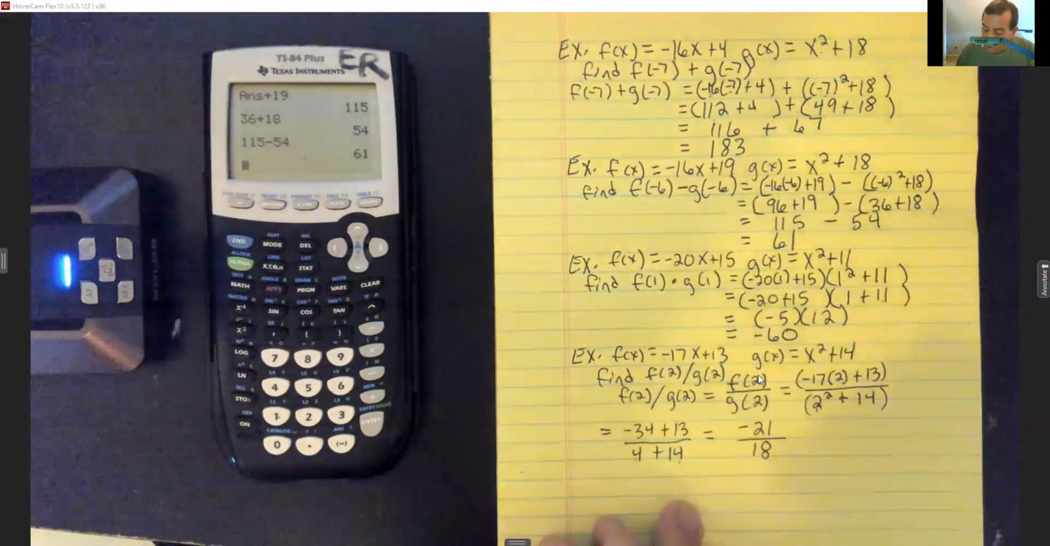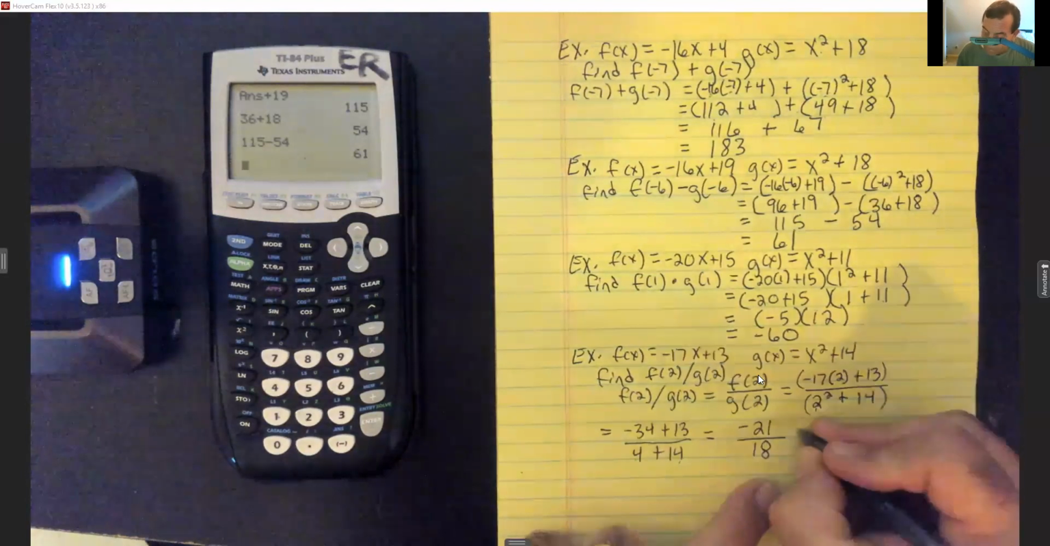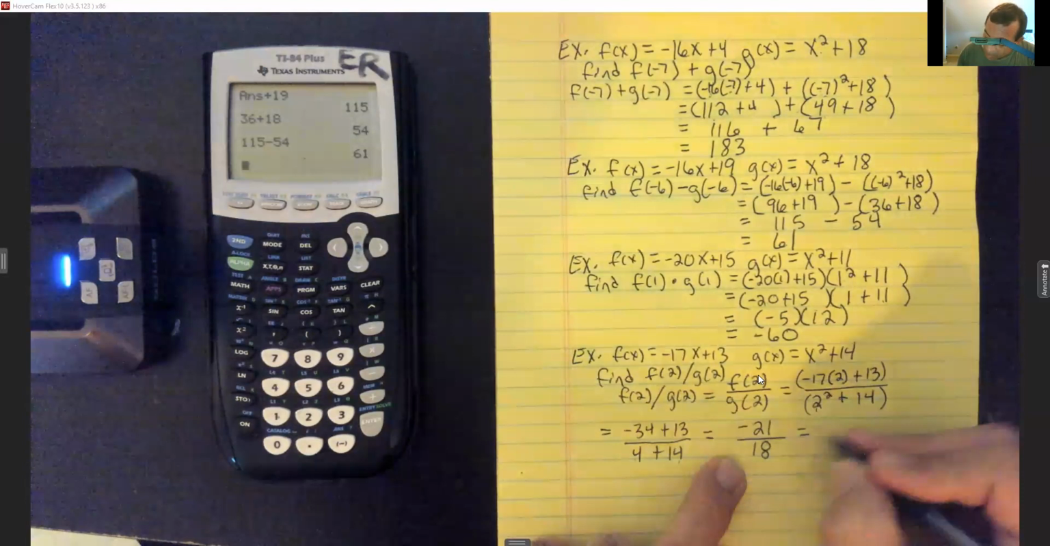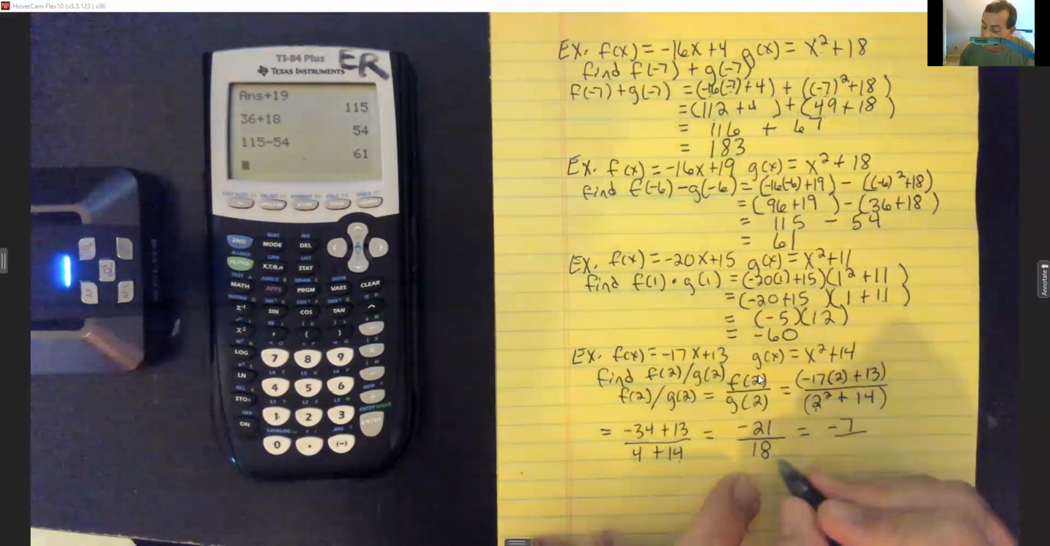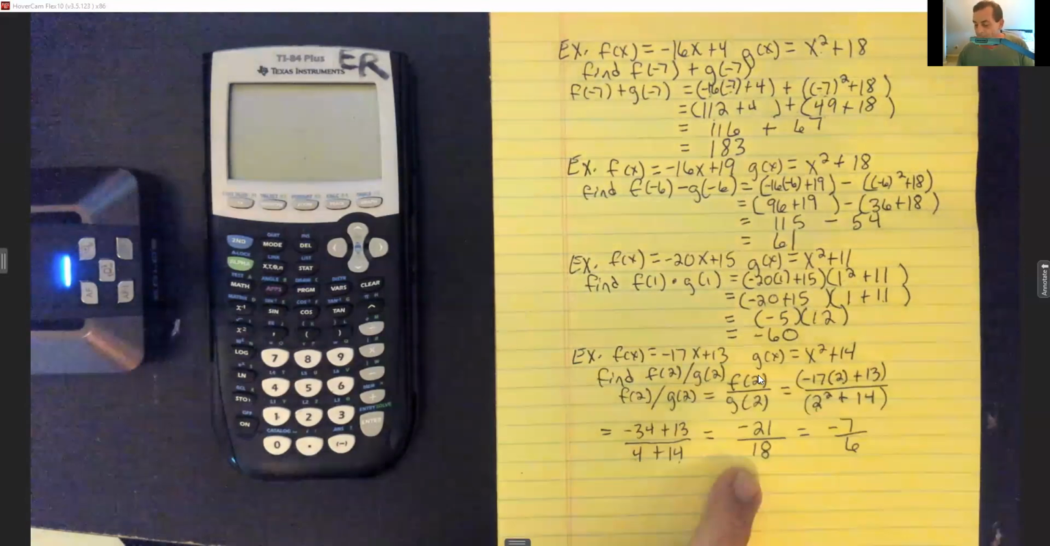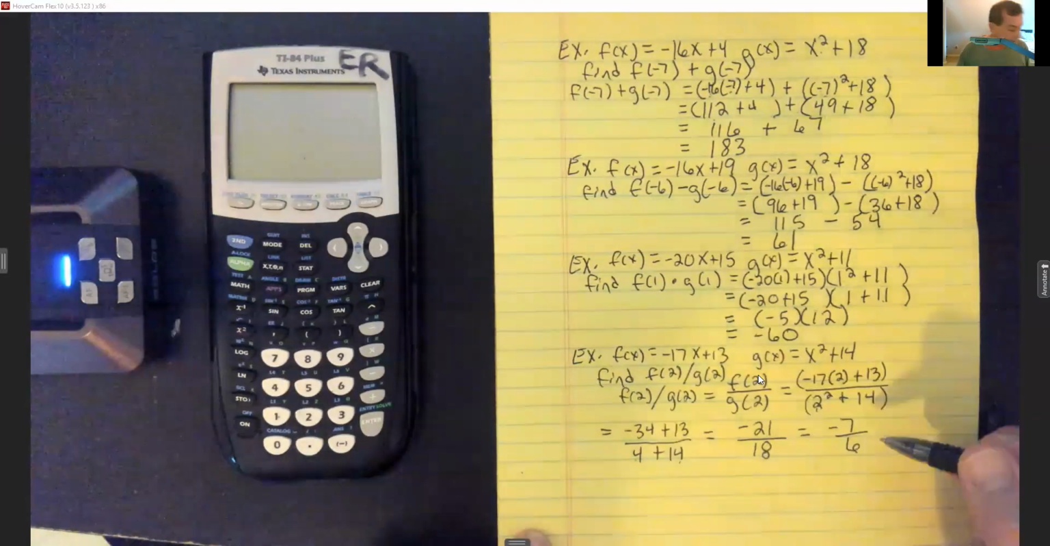Now, the last thing you would do would be to reduce that. So both these numbers have 3's in them. So you divide the 3 out of the top, you get a negative 7. Divide the 3 out of the bottom, you get a 6. So the final answer is negative 7 over 6.